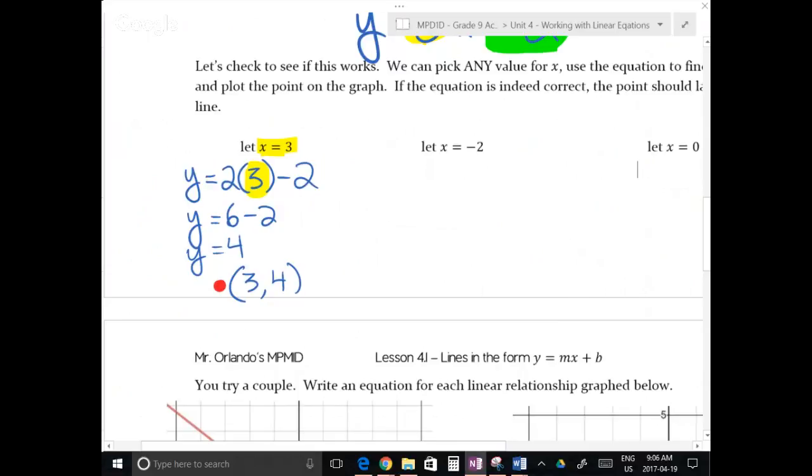So -2 and -6. Yep, you got it. That's right. Yep, good. All right. That makes sense? And does it fall on our line? Of course it does.